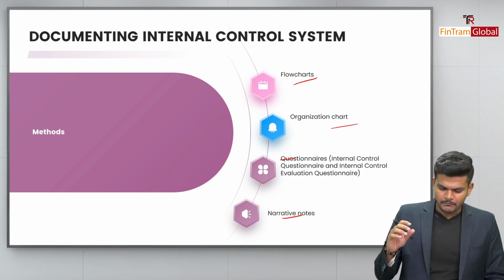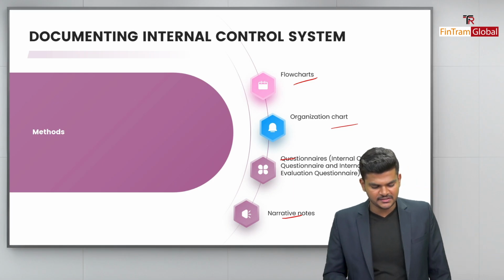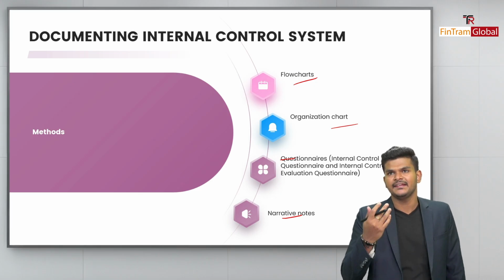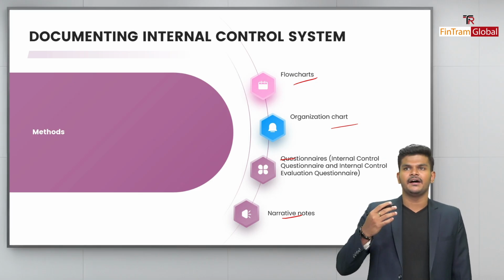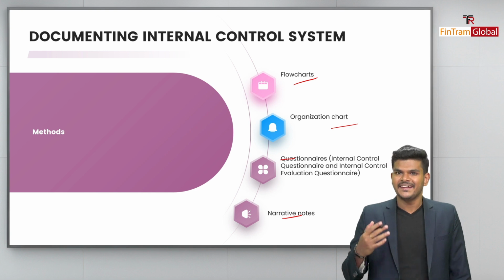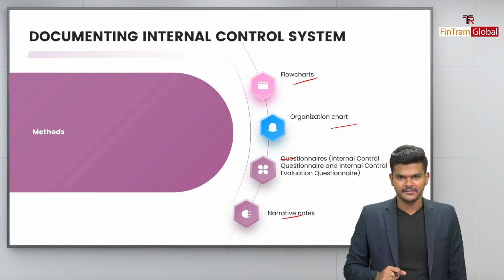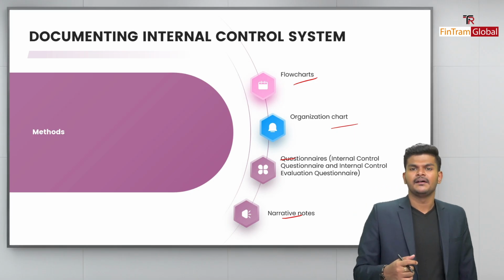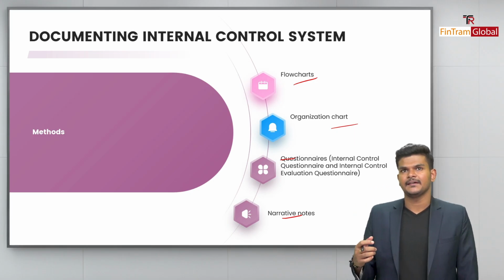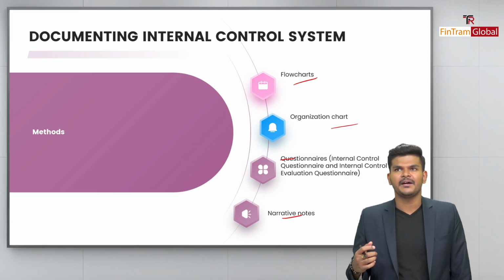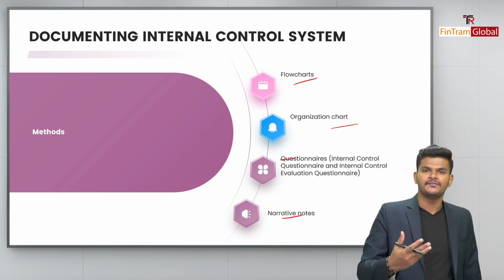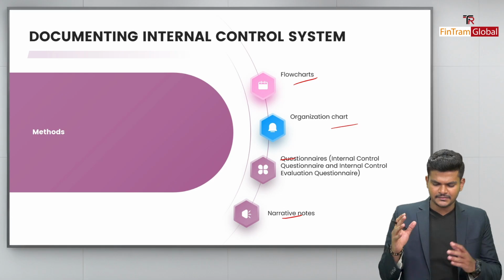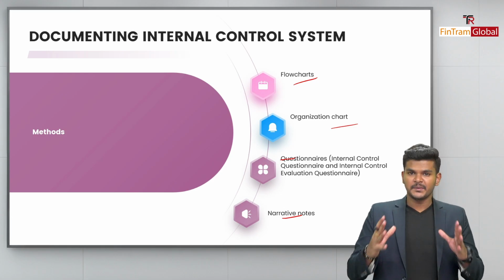If I look at the advantages and disadvantages, I know that narrative notes are very descriptive, so it is easy and simple to prepare. However, it's quite difficult to identify the missing controls from the narratives, right? And if I look into flowcharts, again, they're pretty easy to prepare, right? But the problem with flowcharts is that I may still need narrative notes for a detailed explanation, right? These kinds of things need to be remembered for the exam.